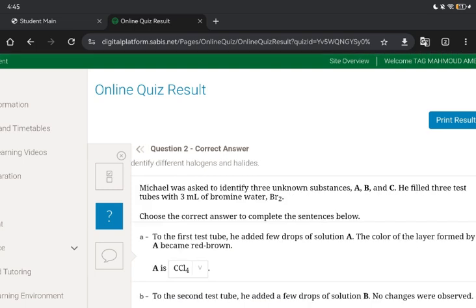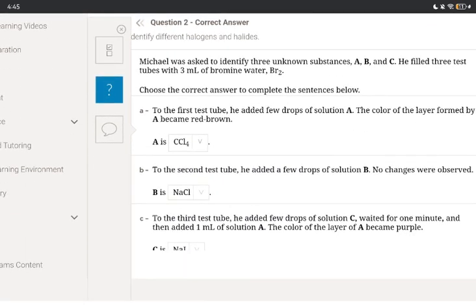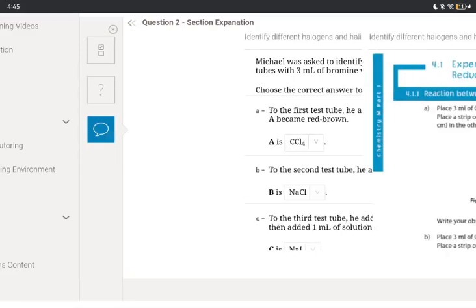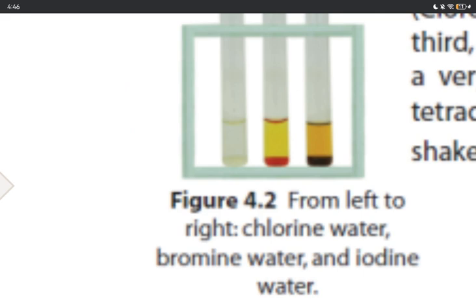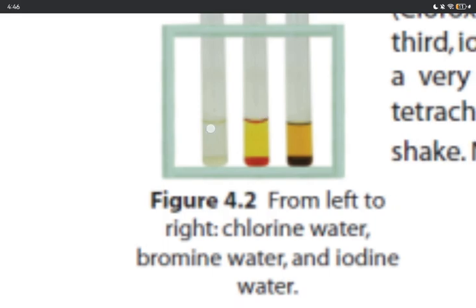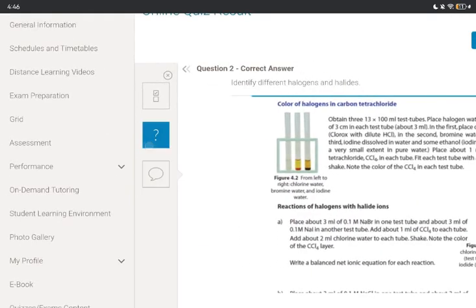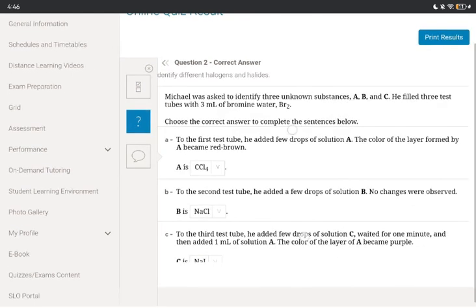Okay. This one's with the colors. You have to memorize with CCl4. See, look, with CCl4, with bromine, it gives you a red brown. Look here. See, this is with CCl4 with bromine. See, so this is chlorine. The layer on top is the CCl4. So chlorine, bromine, iodine. It gives you reddish, light red, dark red, something like red brown, something like that.